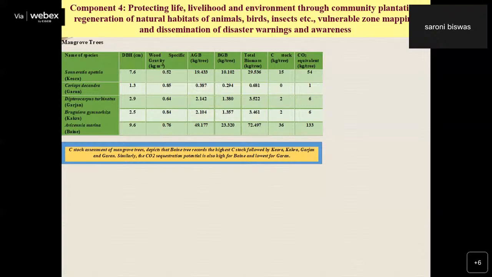So apart from these agricultural interventions and sustainable technologies, we should also give focus on the ecosystem services, and we should also try to evaluate the ecosystem services.